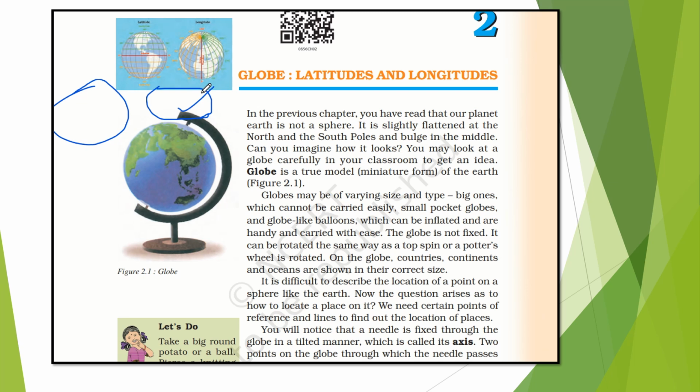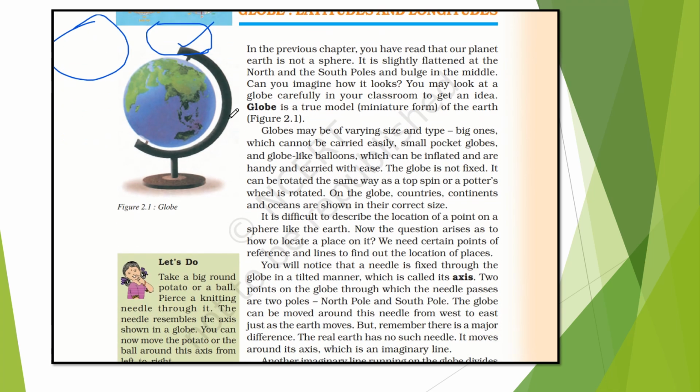Here in the picture we have a true model, a miniature form of the Earth. Globes may vary in size and type. There are big ones which cannot be carried easily, small pocket globes, and even globes like balloons which can be inflated and carried with ease. The globe is not fixed. It can be rotated the same way as a top spins or a potter's wheel is rotated. On the globe, countries, continents and oceans are shown in their correct size.